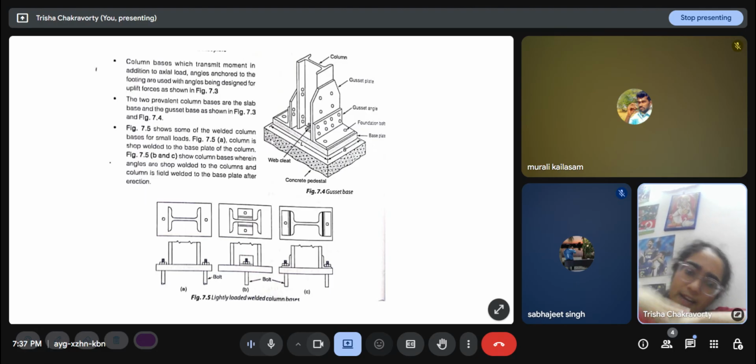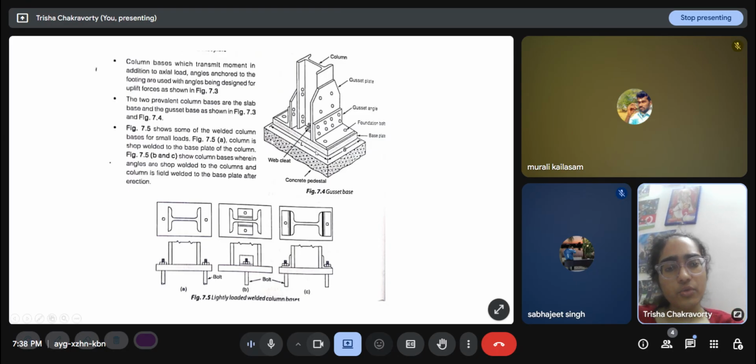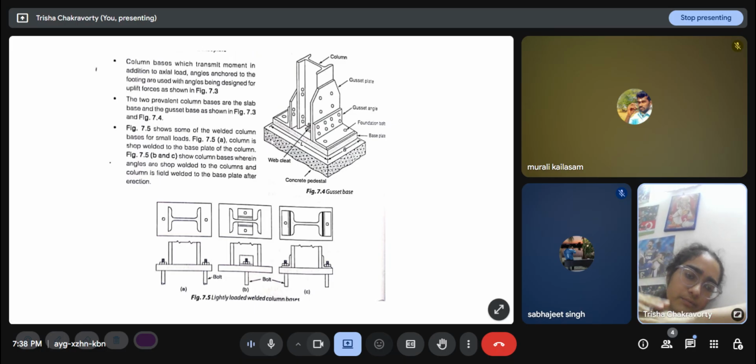But what we have to do is we have to anchor this down. So this kind of angle connection with bolting, suppose this is an angle connection, it is bolted, like this is the column, this is the base, and they are bolted together. When this happens, these bolts are under tension and these bolts are under compression.